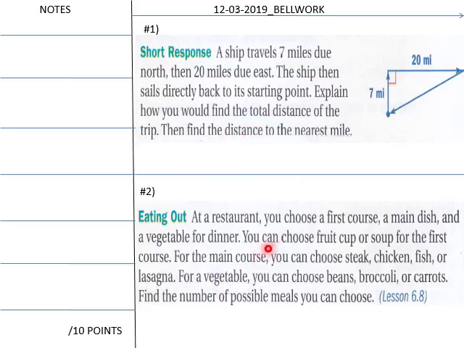Students eating out at a restaurant, you choose a first course, main dish, vegetable for dinner. You can choose fruit or soup for the first course. For the main course, you can choose steak, chicken, fish, or lasagna. For a veggie, you can choose beans, broccoli, or carrots. Find the number of possible meals you can choose here.